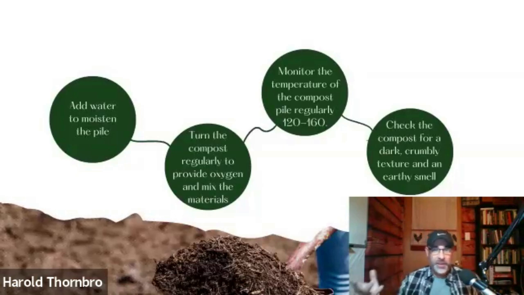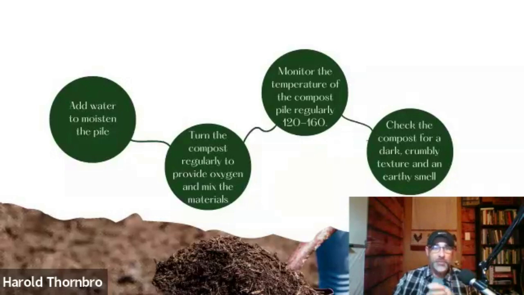Monitor the temperature of the compost pile regularly. I'll show you a tool for that in a minute. Ideally, 120 to 160, with 130 to 150 being where your pathogens will really die off, but it can vary from about 120 to 160 and still do a good job and get rid of most of it.